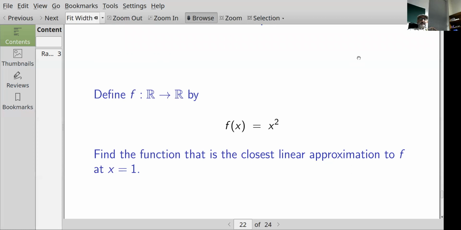So there's a simple one. Let's say f of x is equal to x squared. I want to find the function that is the closest linear approximation to f at x equals 1. So this is the monomial, which will have the same value at 1 as f of 1, and it will have the same derivative at 1 that f will have at 1.